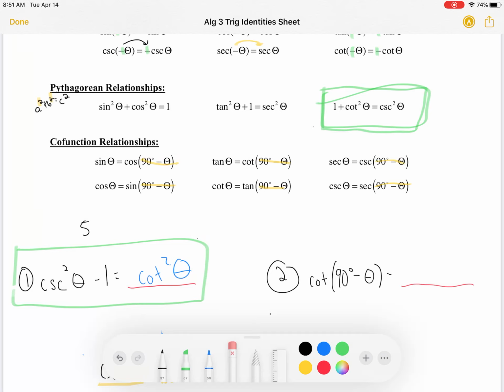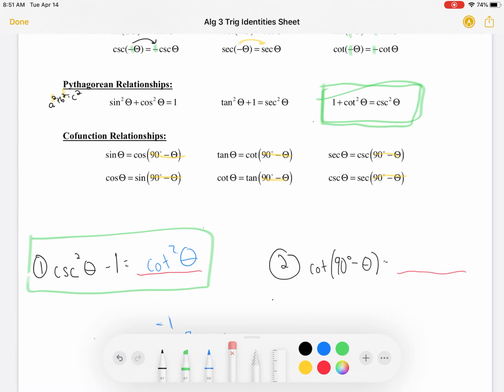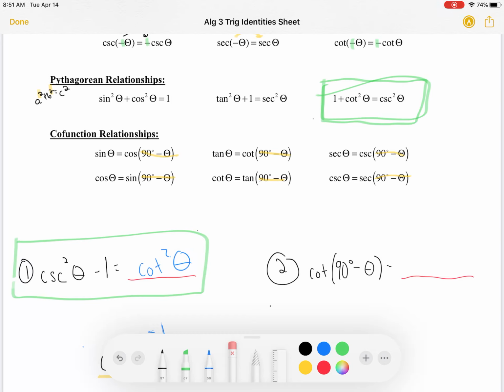Okay, next up on number 2, where the heck is it? Okay, sorry. Cotangent of 90 minus theta. Again, I don't expect you to say, oh my goodness, that's a cofunction relationship. That's awesome. What I need you to recognize is, boom, it's a 90 minus theta. So if we look in our cofunction relationships, where is there a cotangent of 90 minus theta? Well, right there, cotangent of 90 minus theta. What is that equal to? Tangent of theta. Boom, right there.